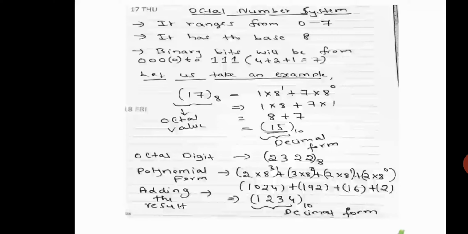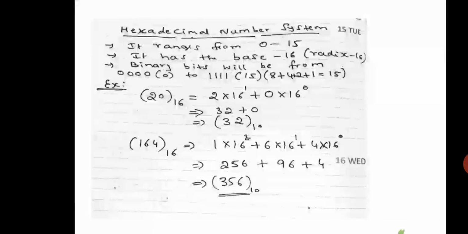You can take up some examples and try to solve them. If you have any doubt, you can approach me. Next, last but not the least, is the hexadecimal number system. You have seen the decimal number system, the binary number system, and the octal number system, and you tried to solve some examples as well. I have shown some examples.